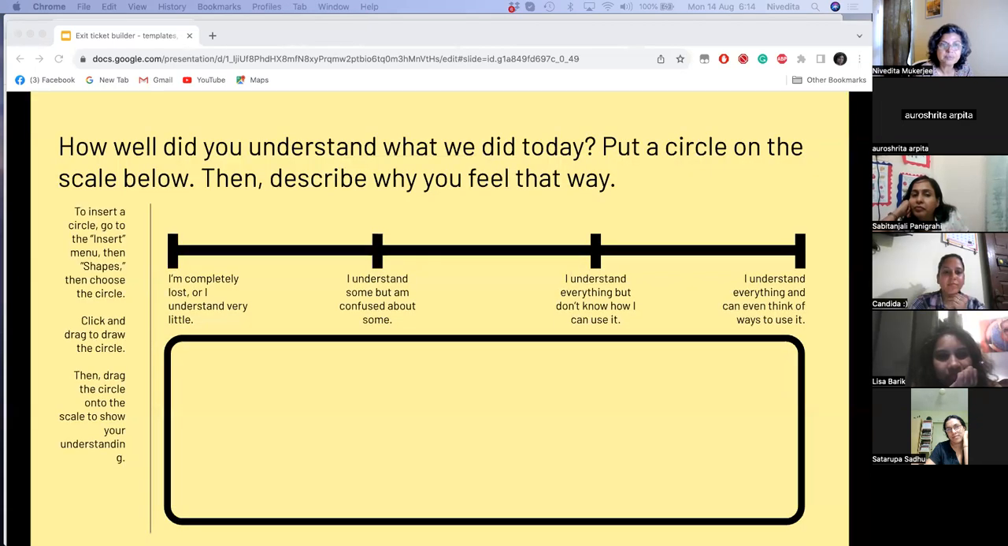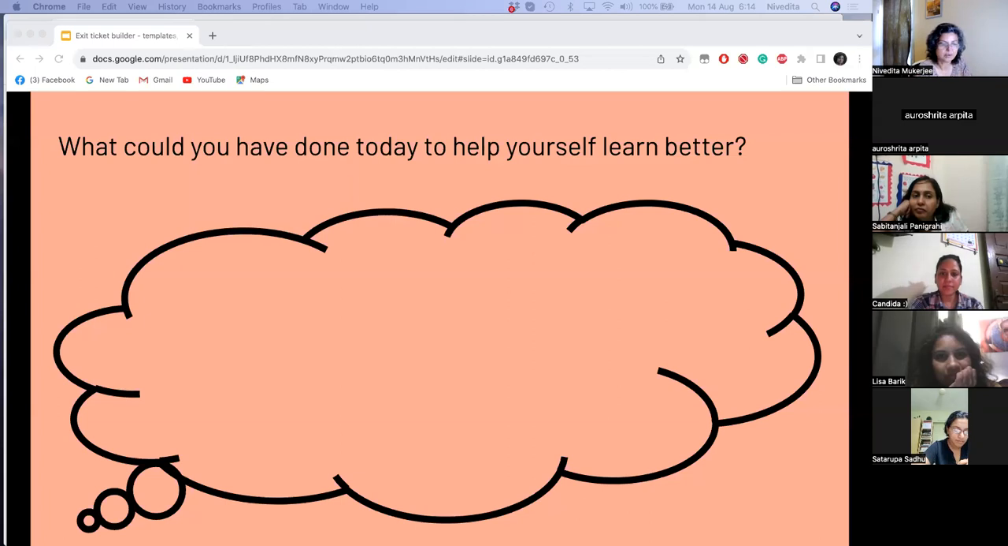Then the next one. How well did you understand what we did today? Put a circle on the scale below. Ma'am, that one I need to give my students. Yes, then only they will concentrate that I need to learn and write what I learned. Totally do that.